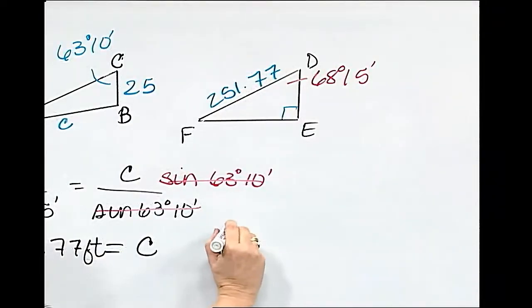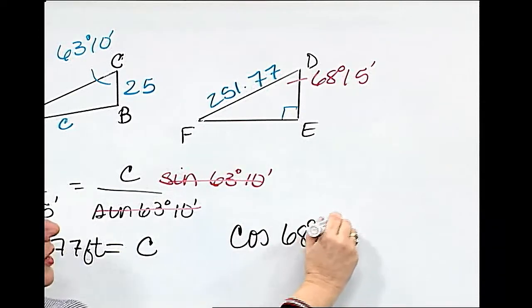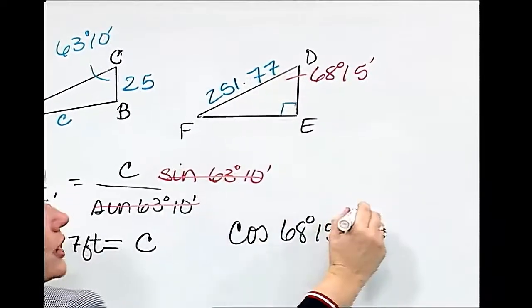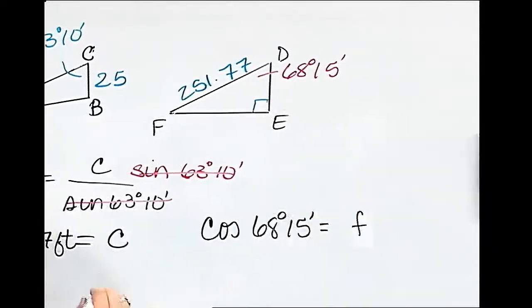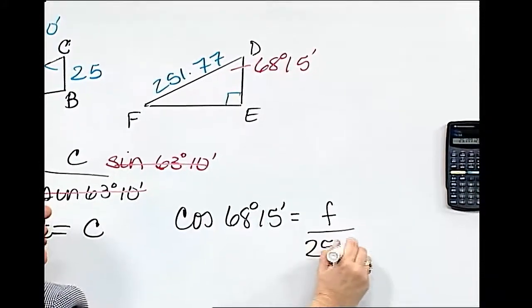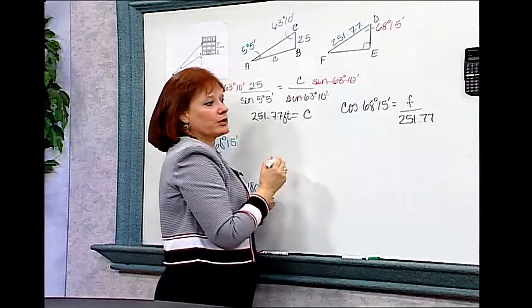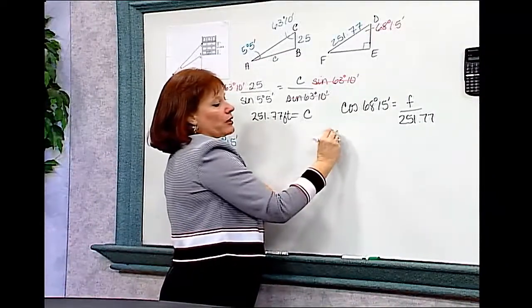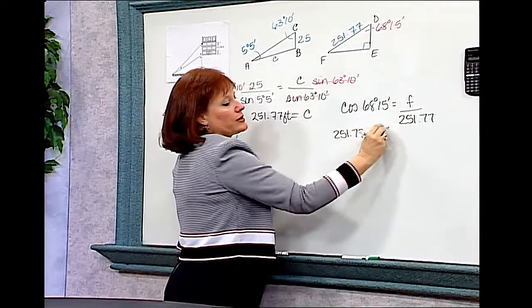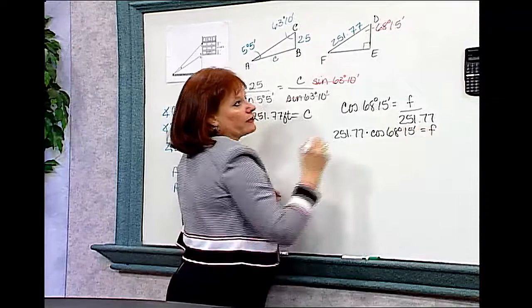And I know that the cosine of an angle, the cosine of 68 degrees 15 minutes, is equal to the side adjacent to that angle, which I do not know, we'll call that little f, over the hypotenuse, 251.77. I know I need to cross multiply to solve this problem, so I'll have 251.77 times the cosine of 68 degrees 15 minutes equaling f.